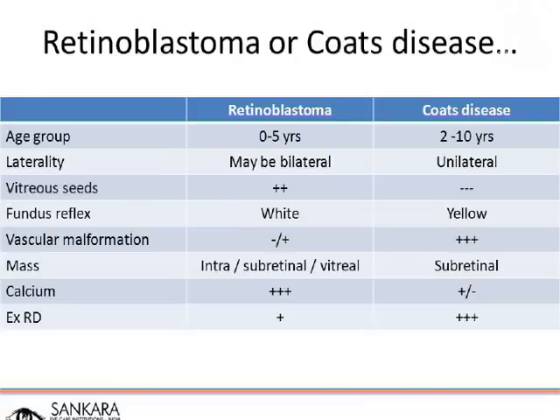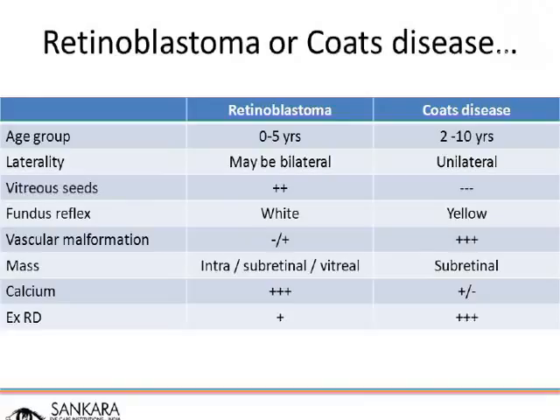Fundus reflex is white in retinoblastoma, yellow in Coats. Vascular malformation, as we saw on the first slide, may be present. A retinoblastoma may present like a Coats disease. In contrast, in Coats disease the vascular malformation is the hallmark of the disease. We may not be able to see it. We have to give anesthesia and check the periphery, only then we may be able to see it.